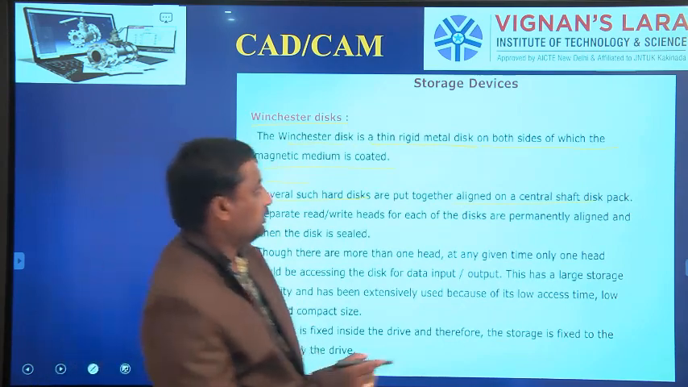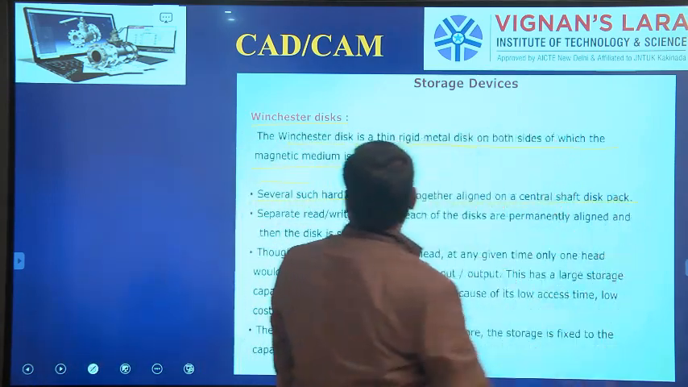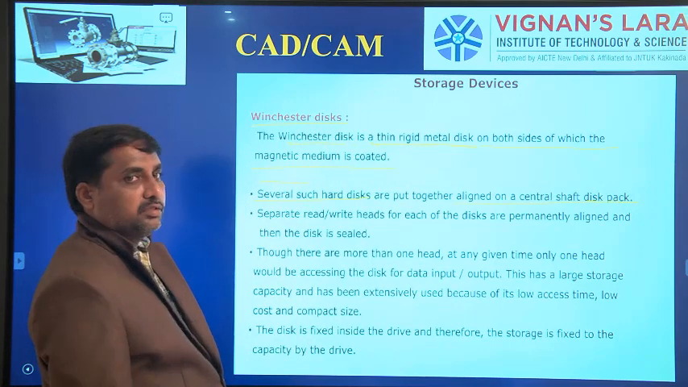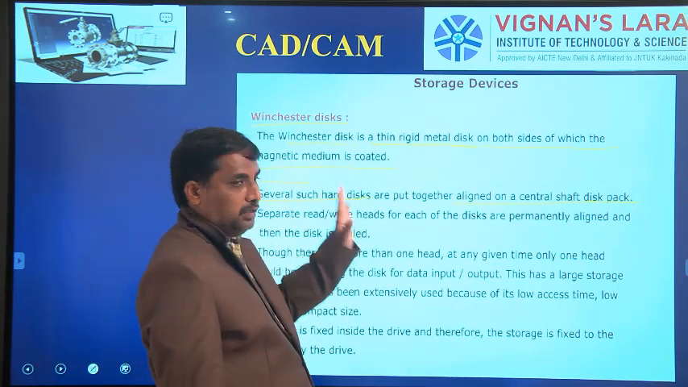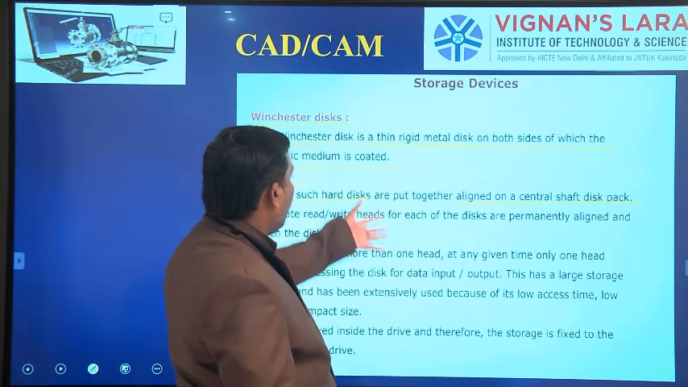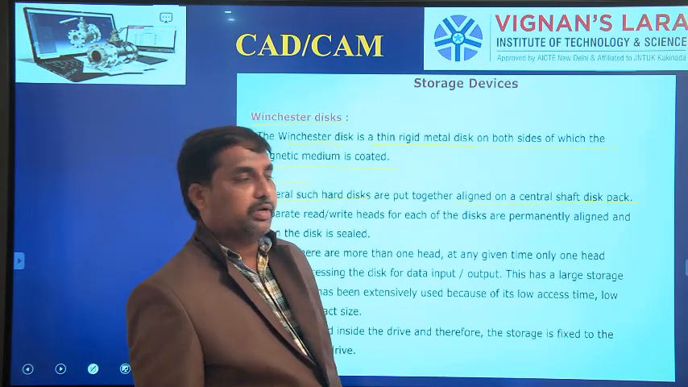They are disk packs. Like this, we'll arrange all such hard disks, with separate read and write. So next, we have the construction, then how to read the data and how to write the data.